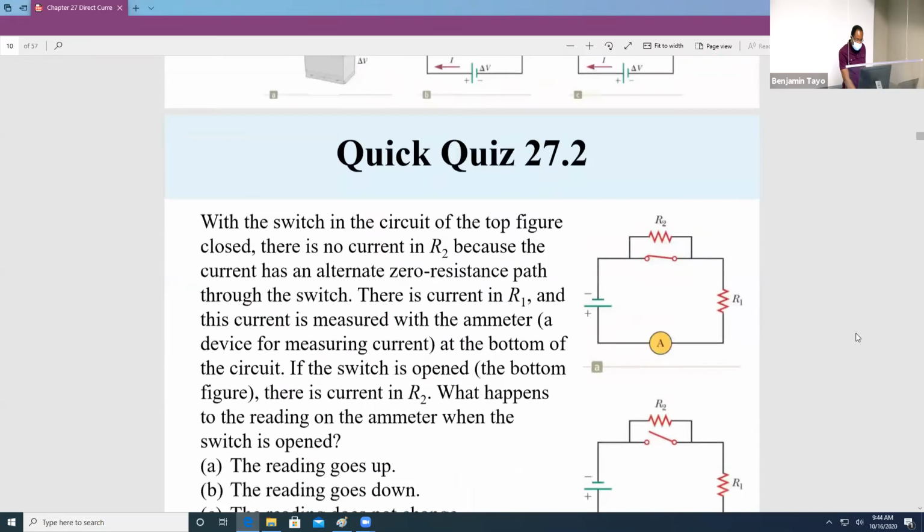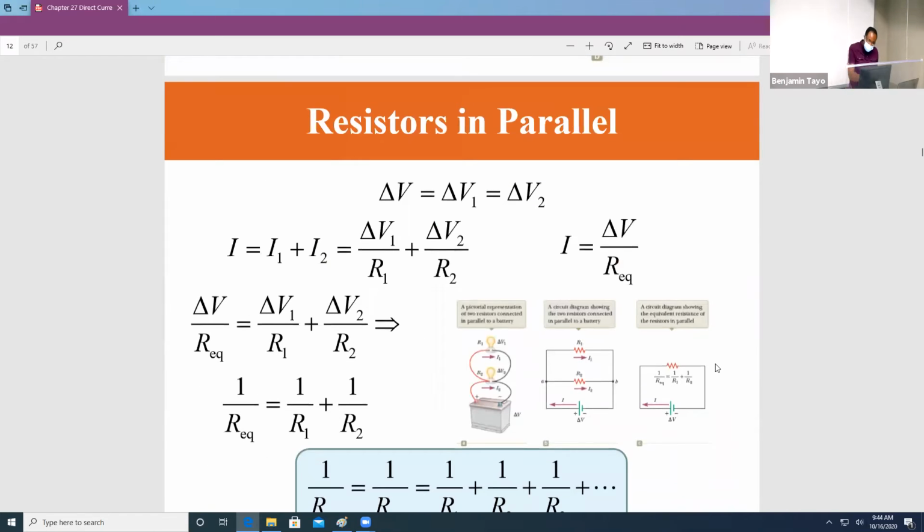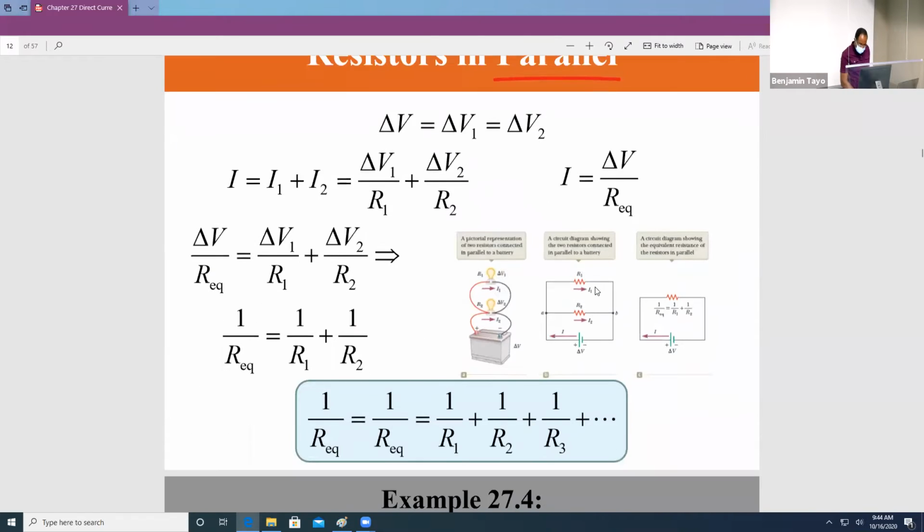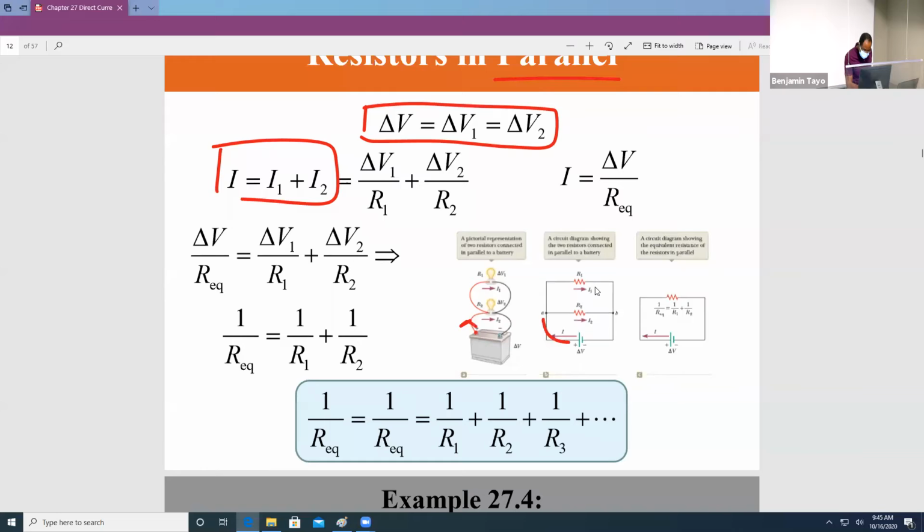Now, finally here, if the resistors are in parallel, the voltages are the same, but the currents are not the same. For example, whatever total current comes in here is going to branch into two parts. So there is a branching here, and these are called I1 and I2, so the currents are not the same, but the voltages are the same. And so if you do this calculation, you should end up with something like this.